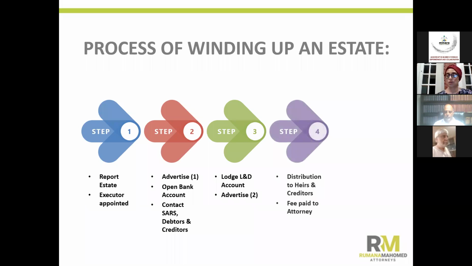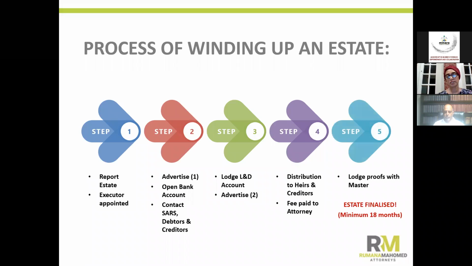Step 4 is then, once the Master approves the account, and there are no objections to this account, it's only at that point that the assets are distributed to the heirs and the balance of the creditors are settled. It's also at this point that the agent or the executor is entitled to their fee. So up until this point, the agent or executor has to more or less invest a lot of time and resources to get the estate to this place.